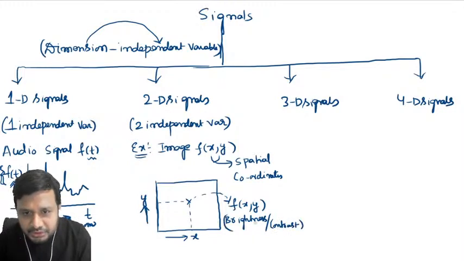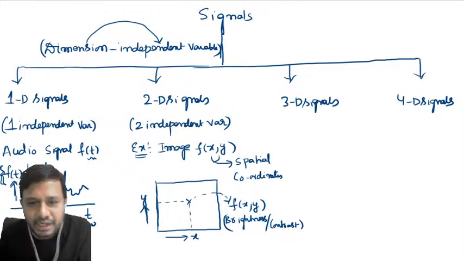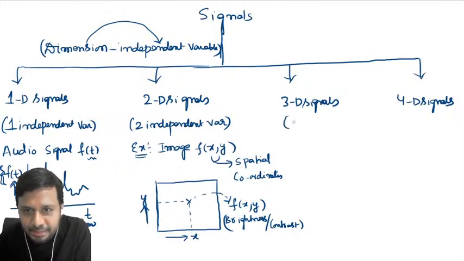Two independent variables, two-dimensional signal. Coming to three-dimensional signal, how many independent variables can we expect? Naturally, three independent variables. What are the examples you can give for a three-dimensional signal?